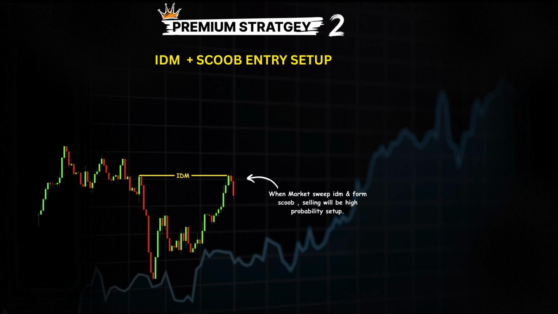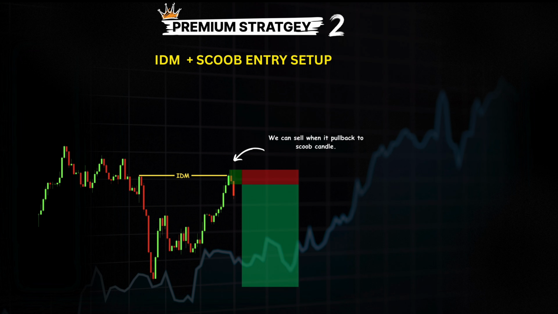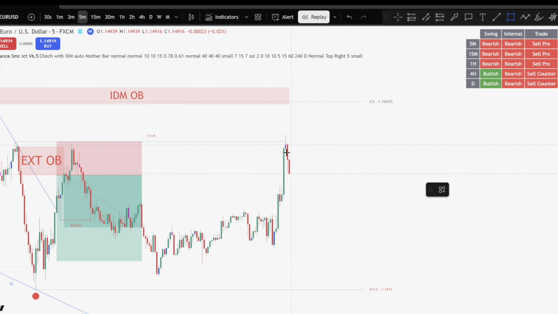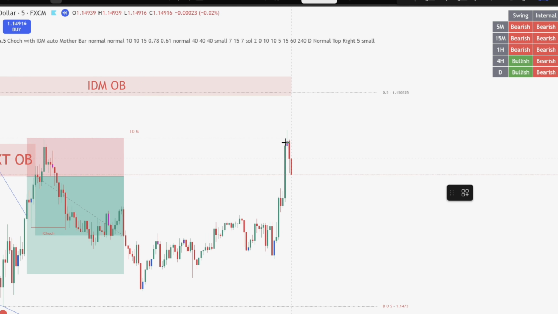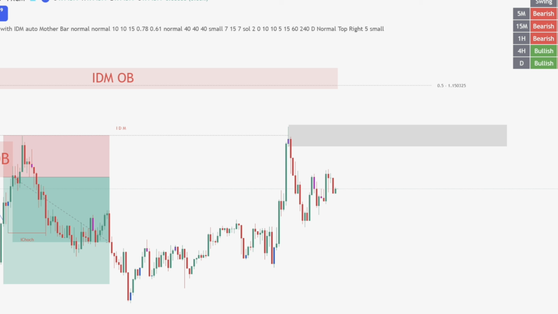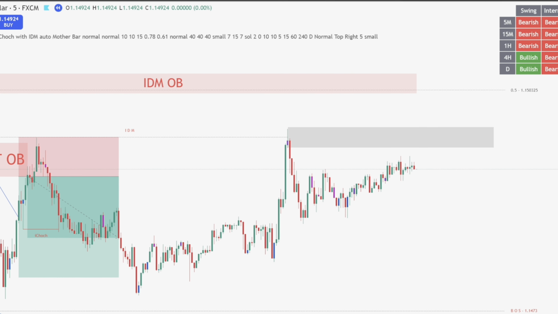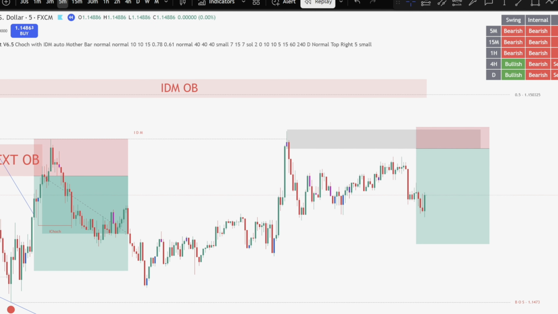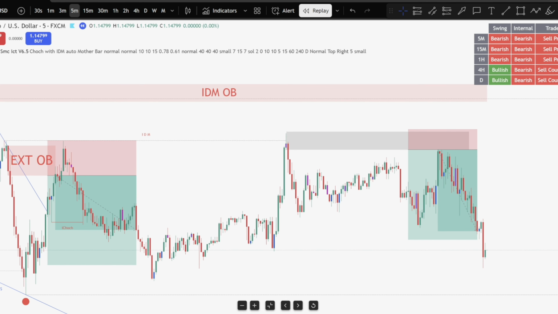Here, when the market sweeps IDM and forms SCOOB, selling will be a high probability setup. We can sell when it pulls back to the SCOOB candle. That's how we can catch powerful moves. Similarly, the market swept IDM and formed SCOOB, so selling becomes a high probability setup when it pulls back to the zone. And the market perfectly smashed our target.